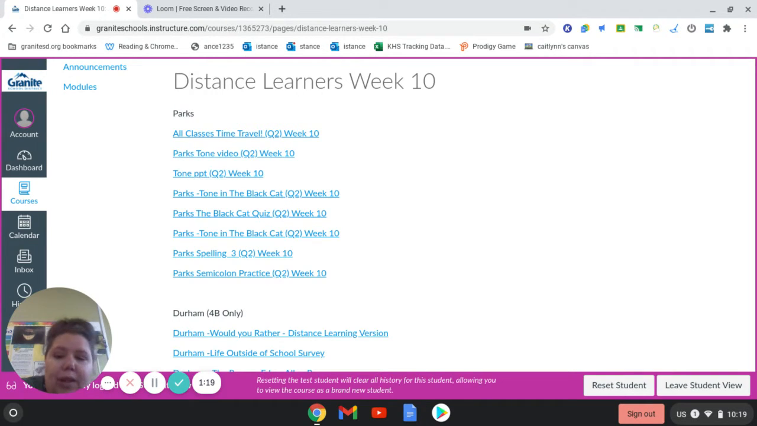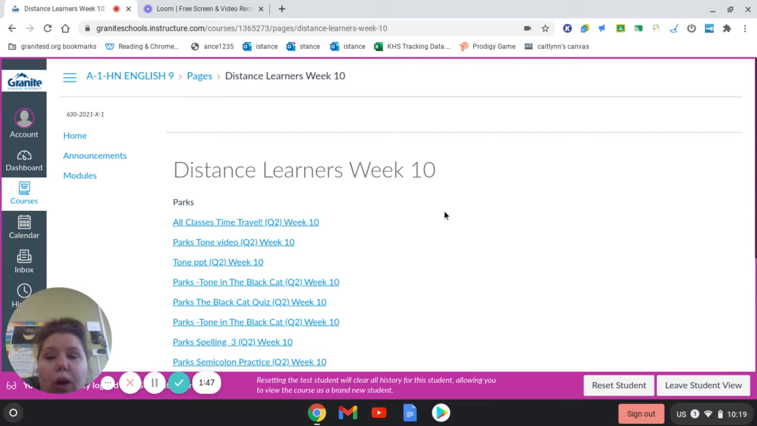What that means for you is that you are not going to worry about the stuff that says Parks at the front. You are going to be completing instead the assignments that say Durham. Now, for the most part, they will be the exact same assignments. We are sharing a lot of the same resources and a lot of the same work. However, there are some things that she is doing differently, and there's some things I'm doing differently. So just make sure that you're completing the work for the correct teacher. If I do notice that you are completing the wrong work, I will let you know.